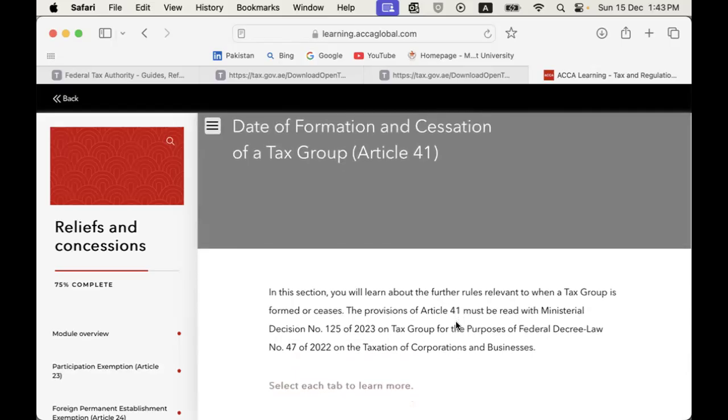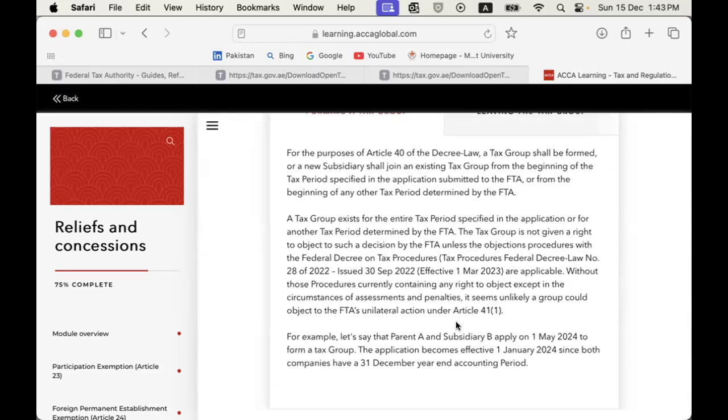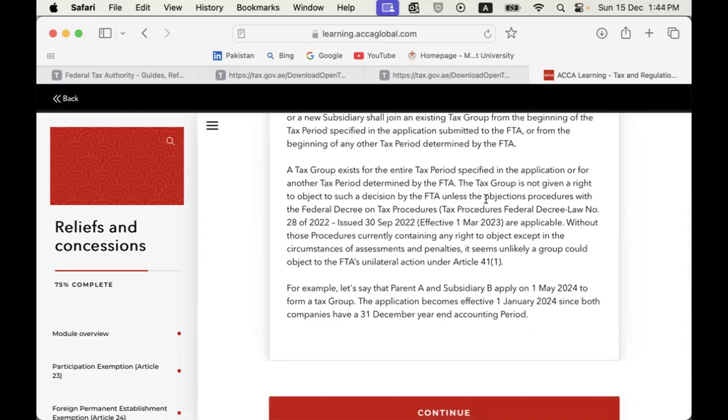That's an easier one. Date of formation, date of cessation. Let's have a quick look at it. Forming: for the purpose of Article 40, a tax group shall be formed, or a new subsidiary shall join an existing tax group, from the beginning of the tax period specified in the application or from the beginning of any other tax period determined by the FTA. The tax group exists for the entire tax period specified in the application or for another tax period determined by the FTA. So in short, for the entire year, the tax group is applicable.